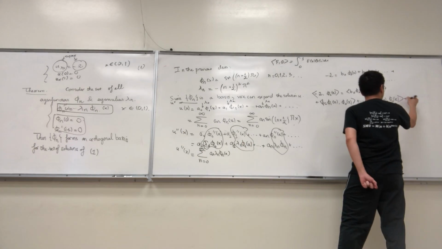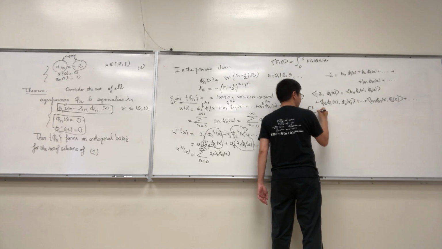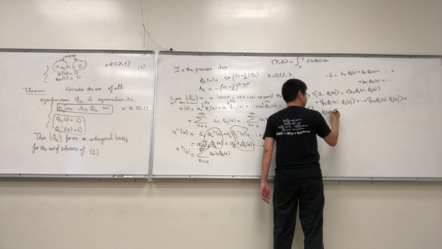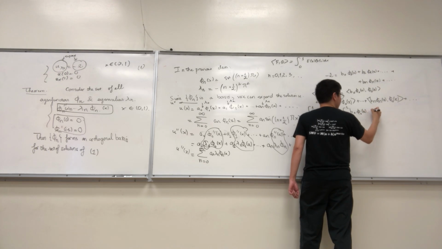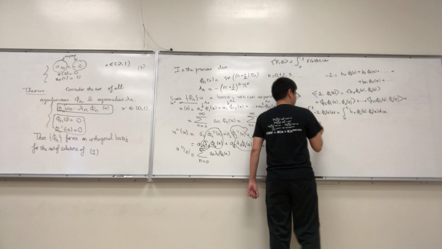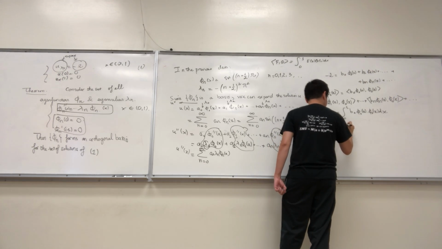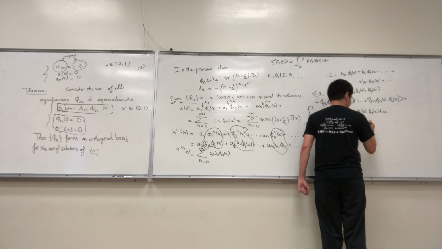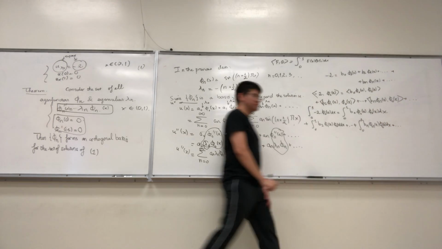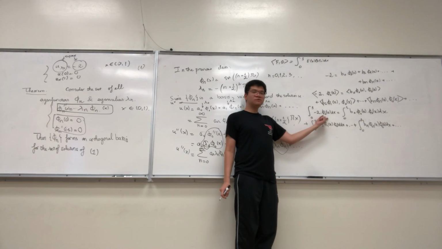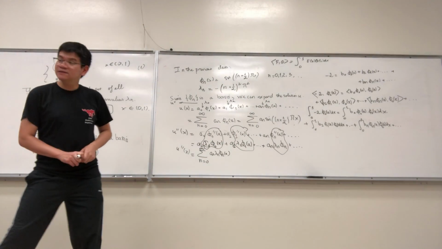Plus the rest. So basically what I'm doing is that I take the integral from 0 to 1 of minus 2 times phi 0 of x dx, which is equal to the integral from 0 to 1 of b0 phi 0 of x times phi 0 of x dx, plus the integral from 0 to 1 of b1 phi 1 of x phi 0 of x dx, plus the integral from 0 to 1 of bn phi n of x phi 0 of x dx, etc. Right? So what I'm doing is that I multiply everyone with phi 0 and I integrate. Now, what happened?